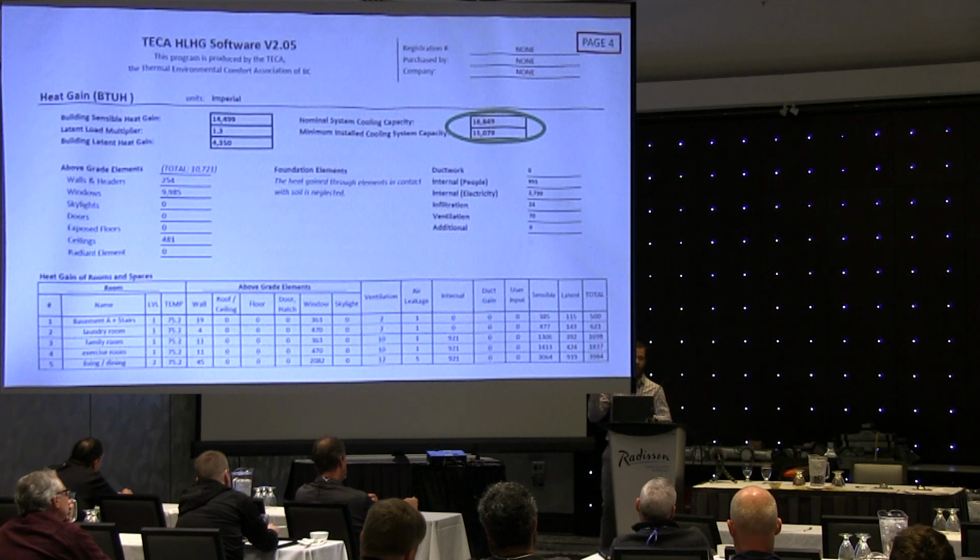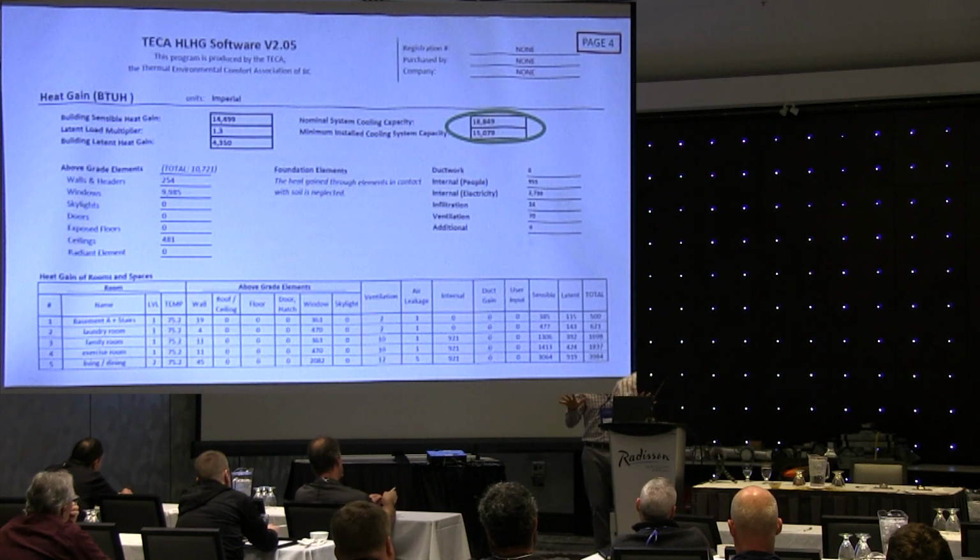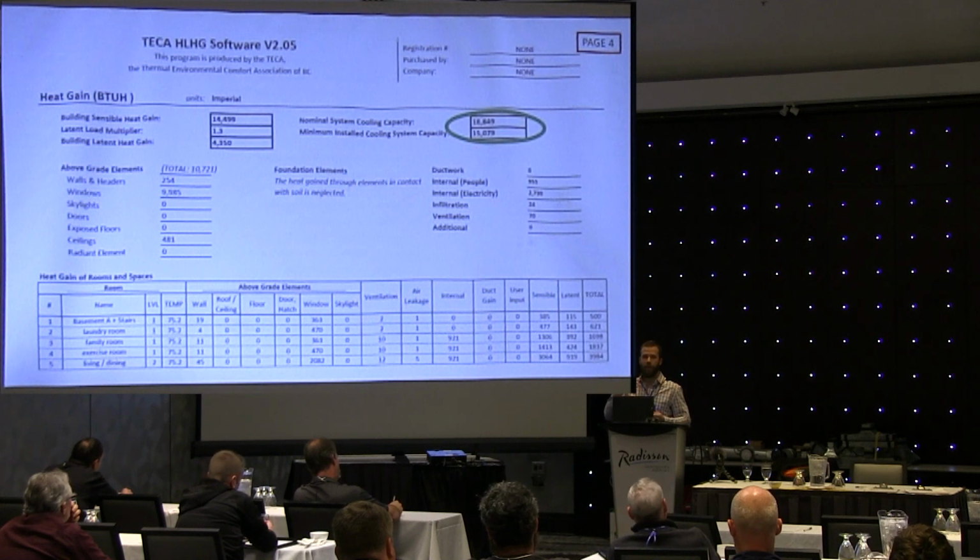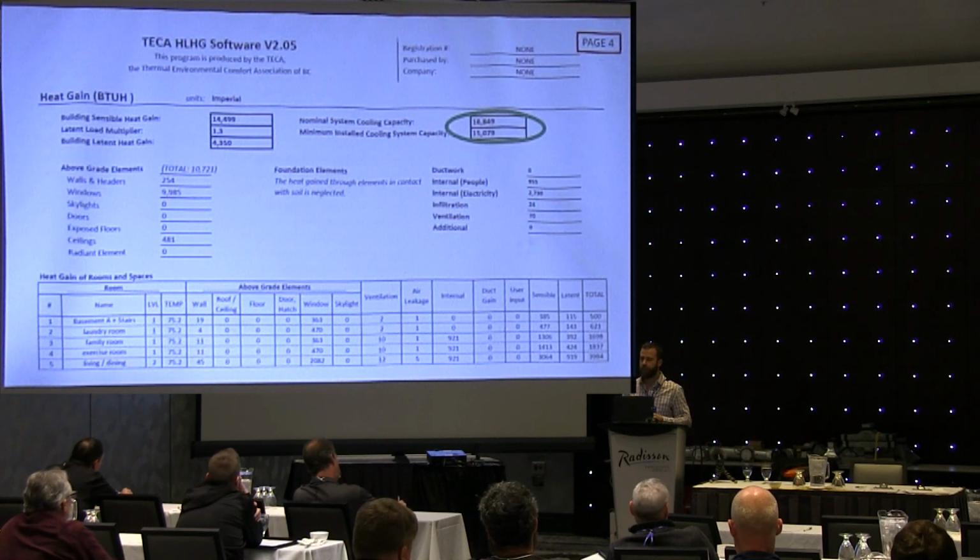So what CSA says is 80%-ish is how much of the total heating load you're going to need to meet at any one time. Sorry, the total cooling load. Okay? Any other questions? All right.